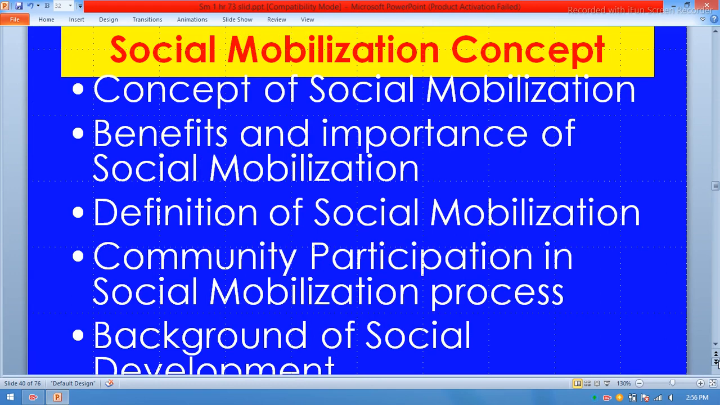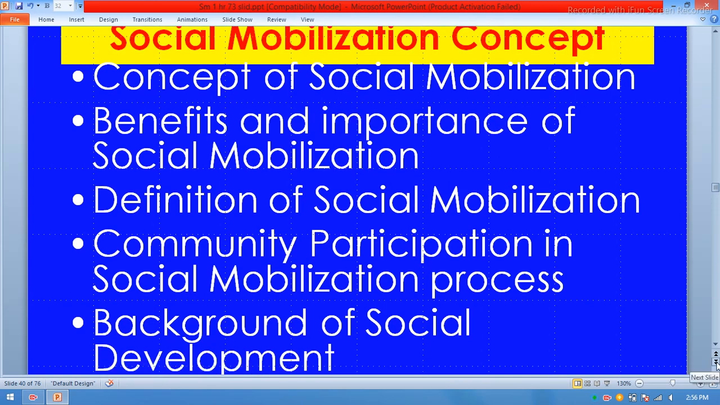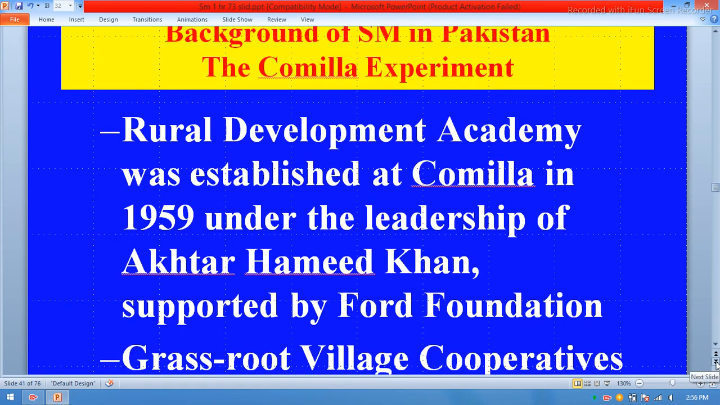Social mobilization concept. Concept of social mobilization, benefits and importance of social mobilization. Definition of social mobilization, community participation in the social mobilization process. Background of social mobilization. Background of social mobilization in Pakistan.